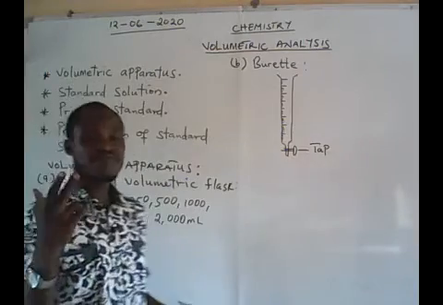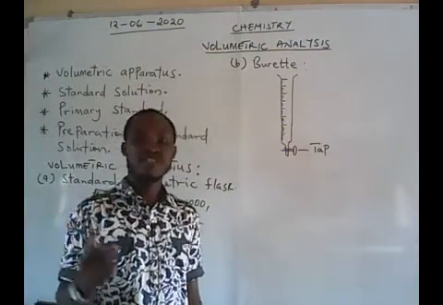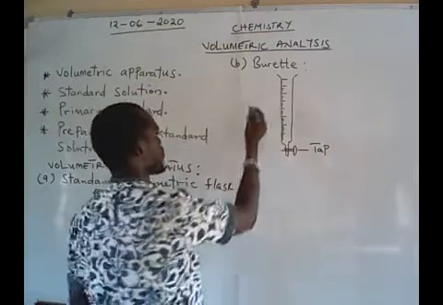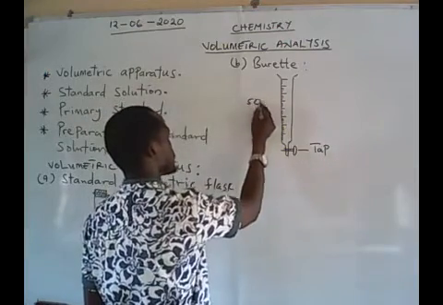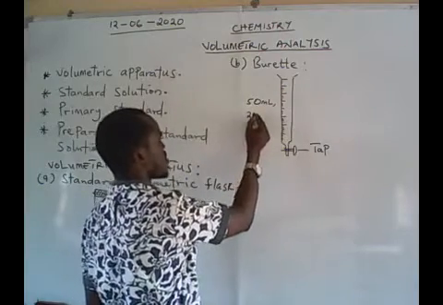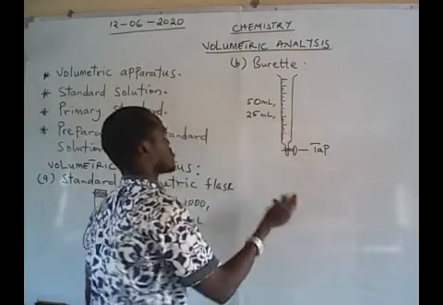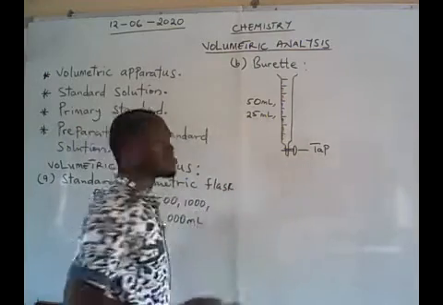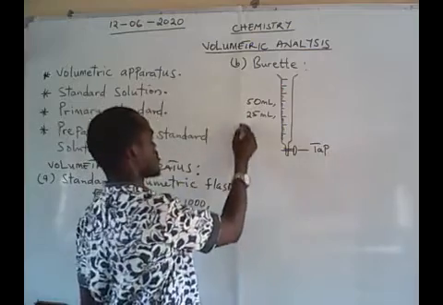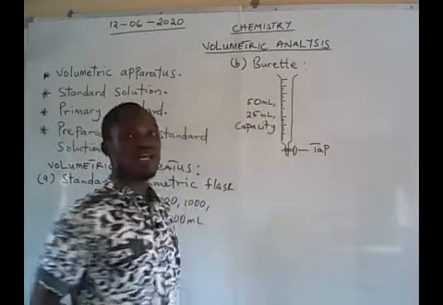It is of different capacity. We have the 50 ml capacity of the burette. You can have 50 ml capacity, and you can also have 25 ml capacity. It depends on the type of capacity of burette you want to use for your analysis.